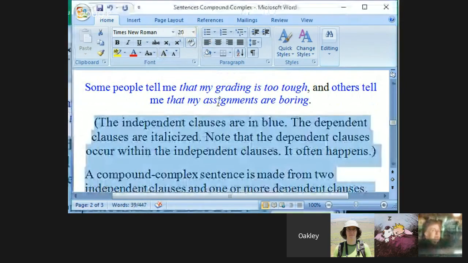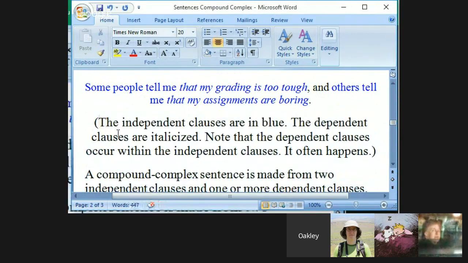All right, some people tell me that my grading is too tough, and others tell me that my assignments are boring. All right, it's a bit more complicated. Let's talk about it. The independent clauses are in blue. Okay. The dependent clauses are italicized.